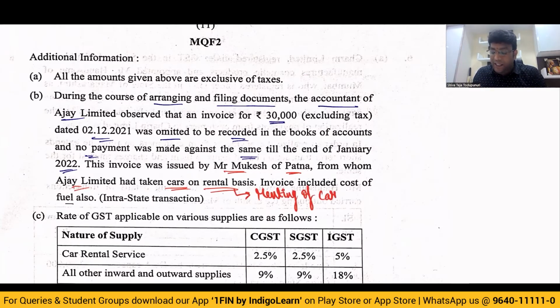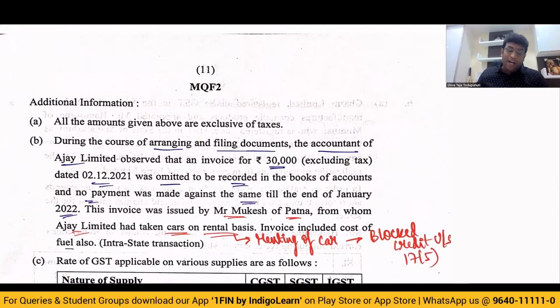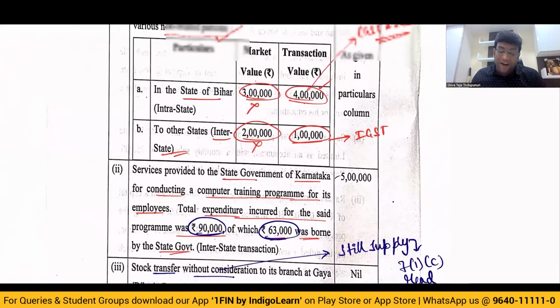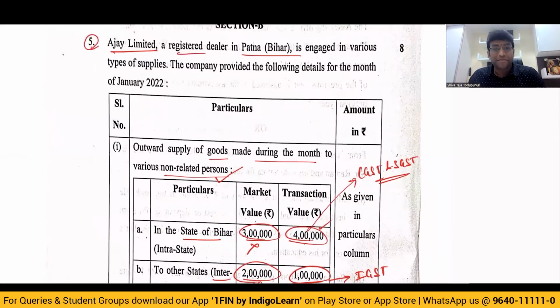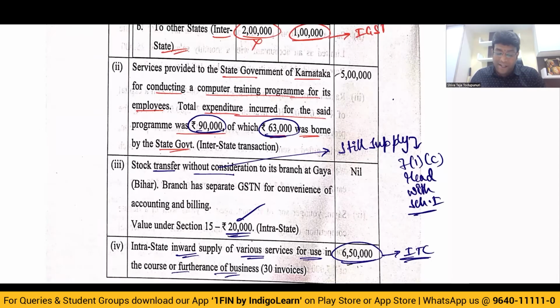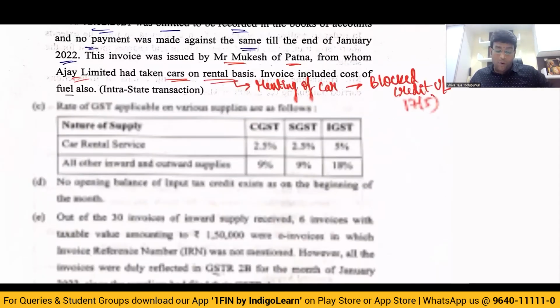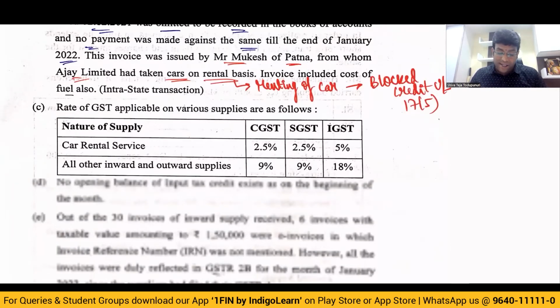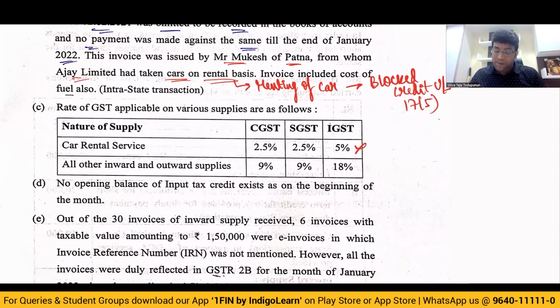And in case of renting of car, my dear friends, it is a block credit. Renting of car is a block credit under section 17, subsection 5. So, getting clarity, everybody? Once it's a block credit, there is no question of claiming credit. Then, what is the rate of GST given? Car rental service, anyways, no credit. Other inward and outward supply, 9%, 9%, 18% GST rate.